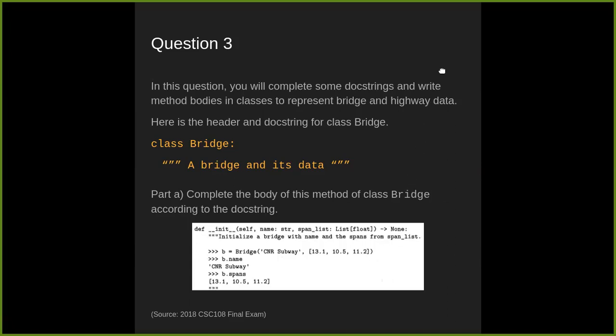The example would be to create a bridge with the name CNR subway and the span list containing the values 13.1, 10.5, and 11.2. Then when you run b.name, it will return CNR subway, and when you run b.spans, it will return that list. So I'll give you guys like 1 minute to implement the body.